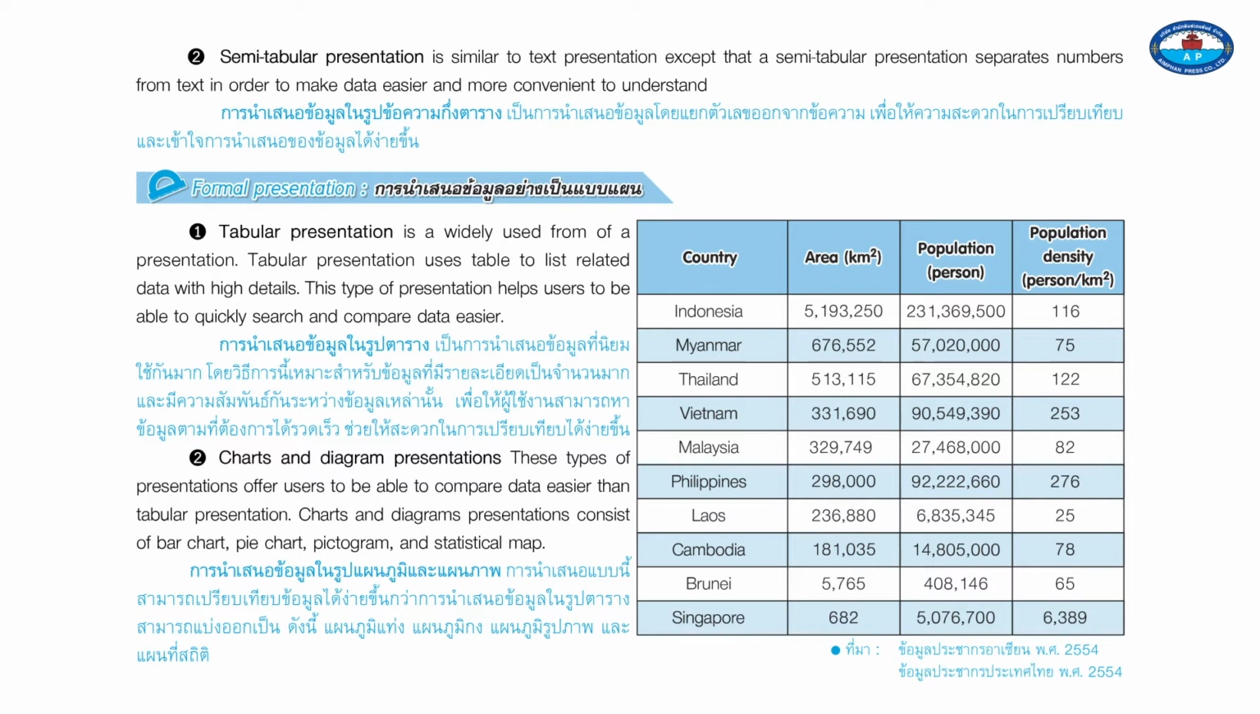2. Charts and diagram presentations. These types of presentations offer users to be able to compare data easier than tabular presentation. Charts and diagrams presentations consist of bar chart, pie chart, pictogram, and statistical map. Country: Indonesia, Burma, Thailand, Vietnam, Malaysia, Philippines, Laos, Cambodia, Brunei, Singapore.